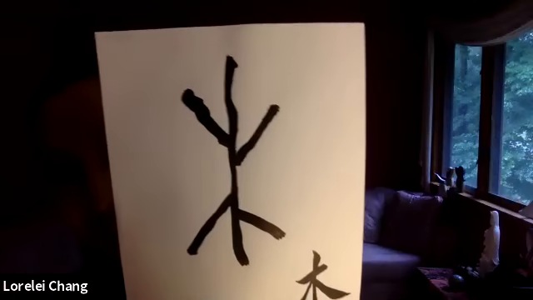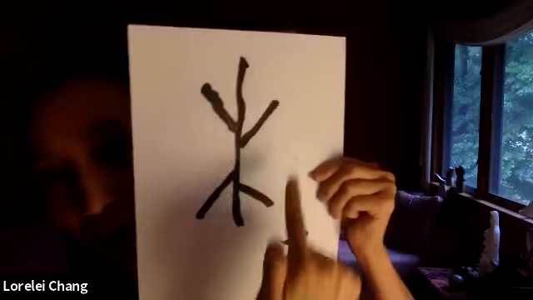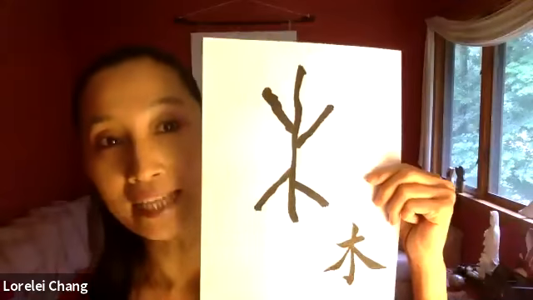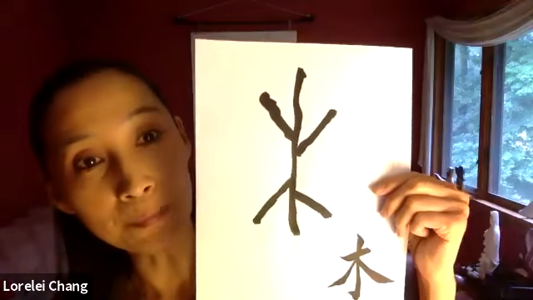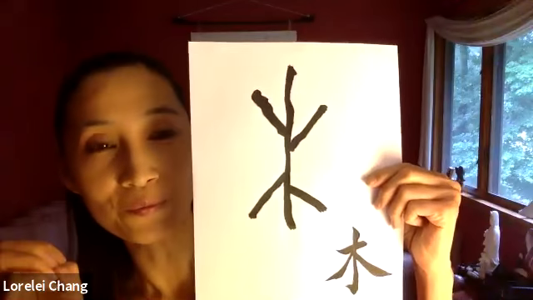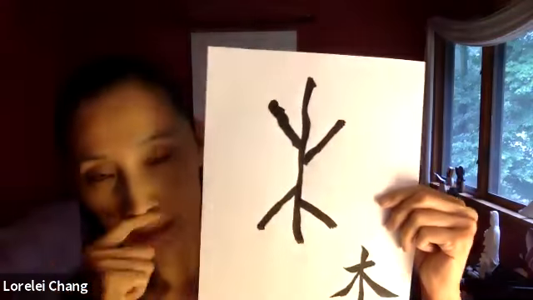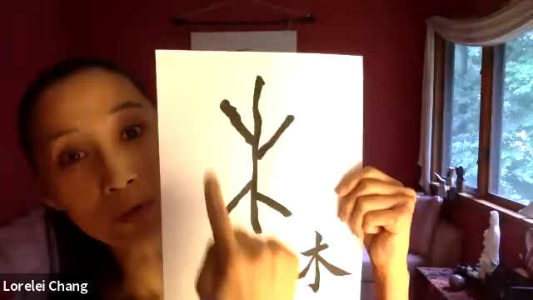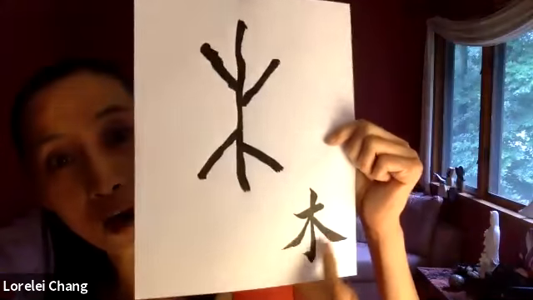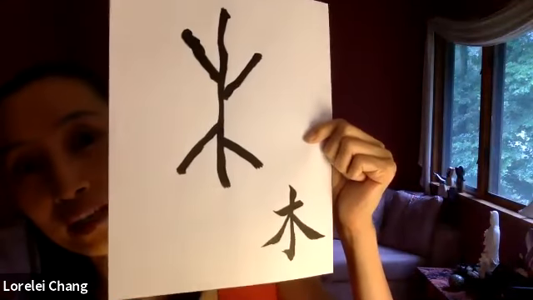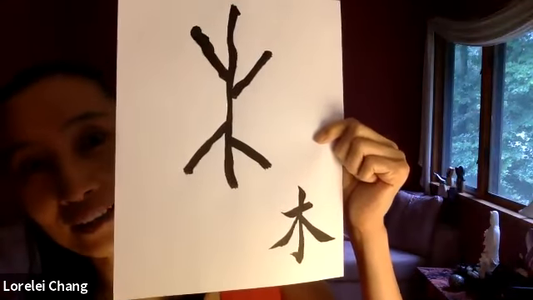Could it mean center? So this means wood. Wood. This is the oldest way of writing. We called it 甲骨文. 甲 means turtle, 骨 means bone, 文 means character. So 甲骨文, this is the oldest writing. And this is how we write wood now. You can see the resemblance, right?